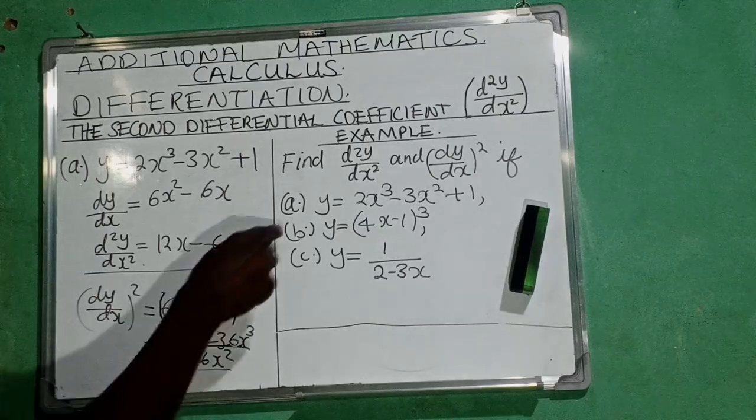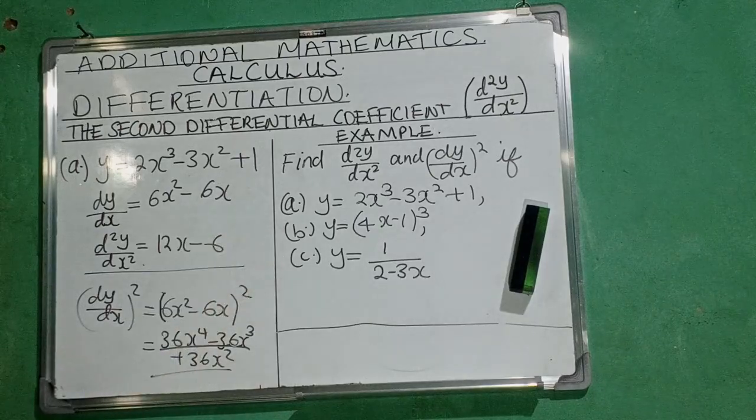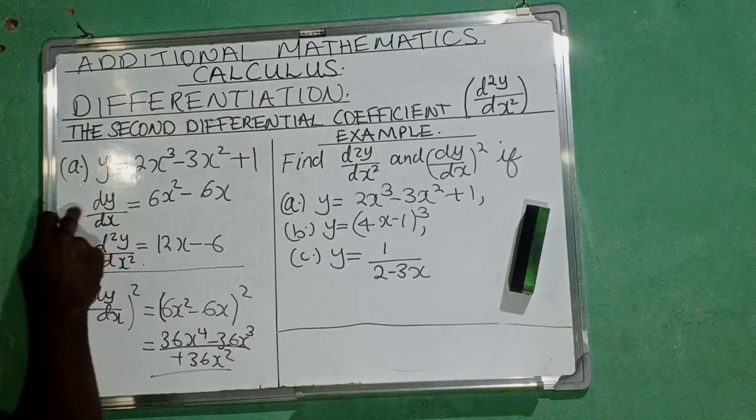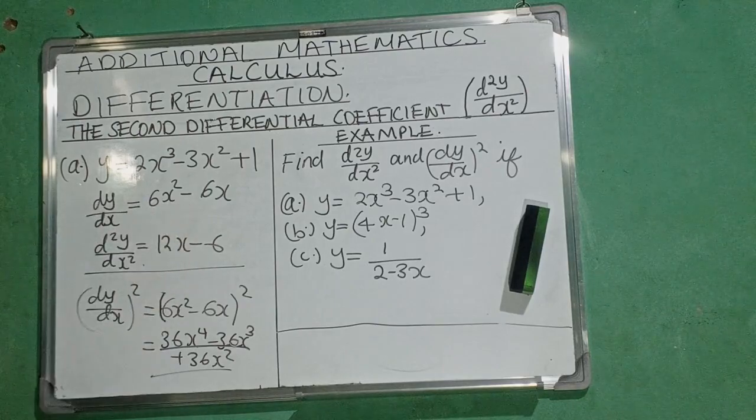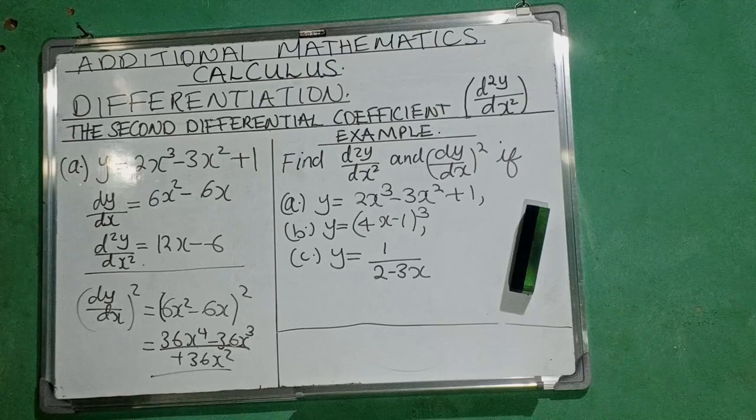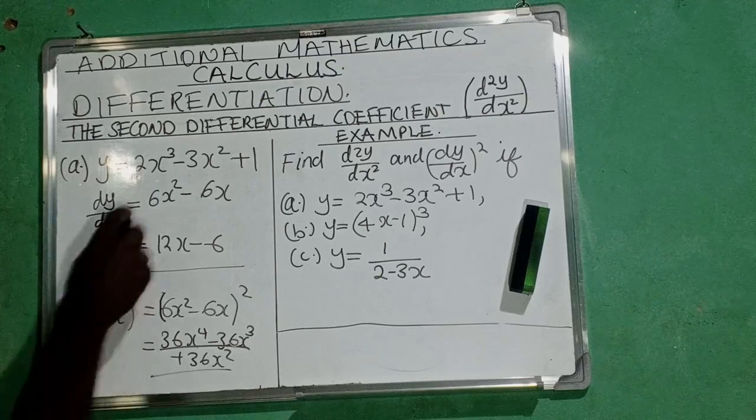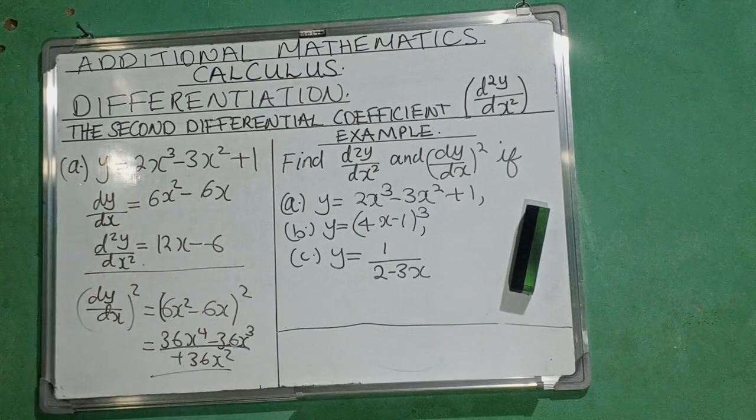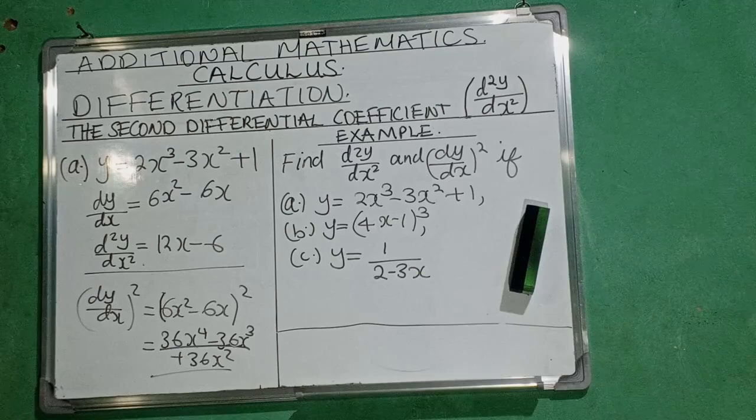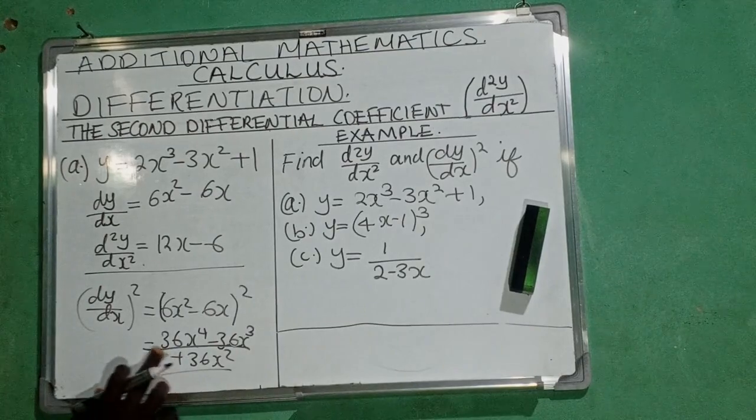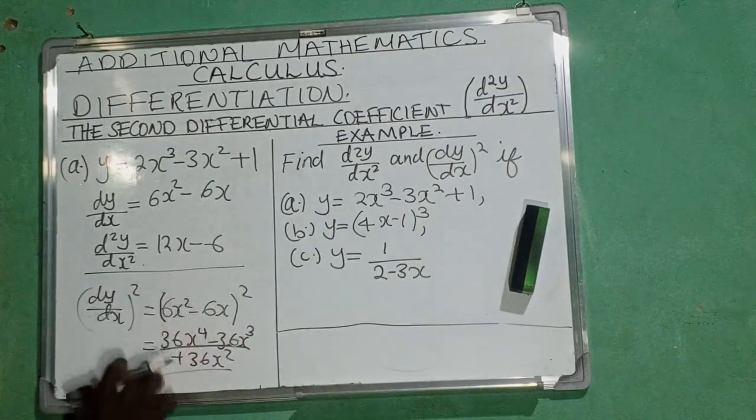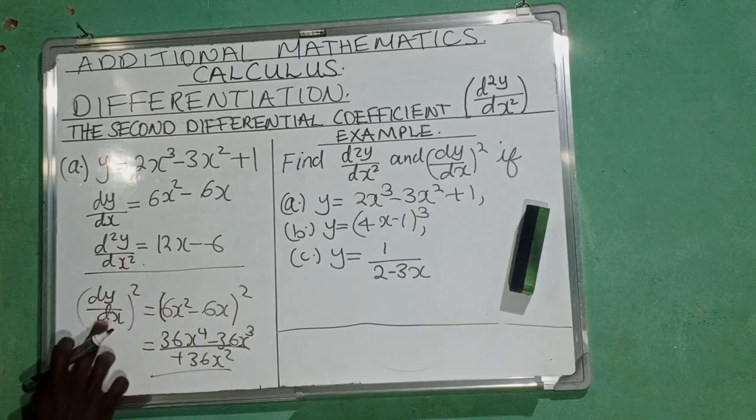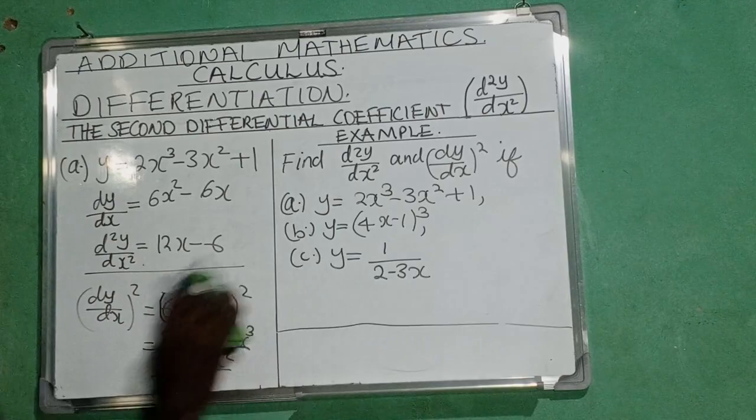We'll cover B and C in later examples. I just wanted us to understand something. If you want to find the first derivative, we just do what we know, finding your dy dx. But to find the second derivative, which is your d2y dx2, you differentiate your dy dx, and then you have this as your second derivative. Another thing to note is that this answer here and this answer here are not the same. d2y dx2 and (dy dx) squared, the answers are not the same.